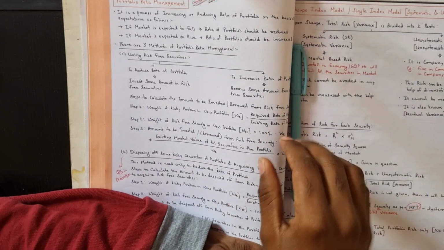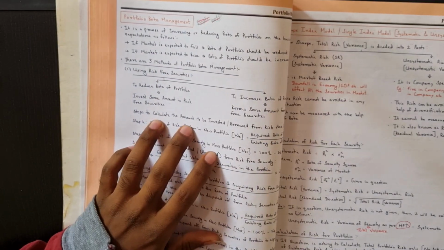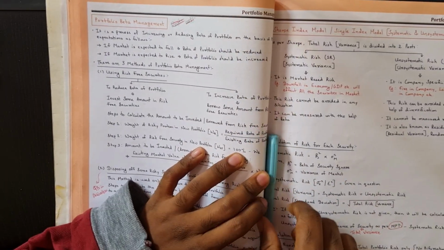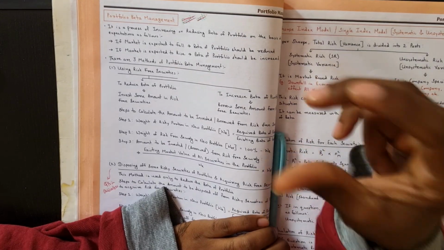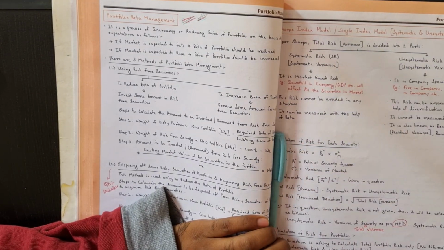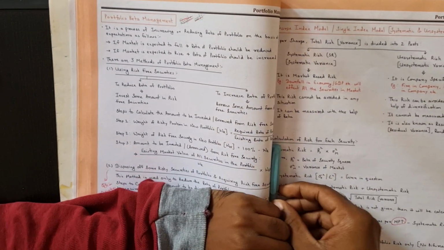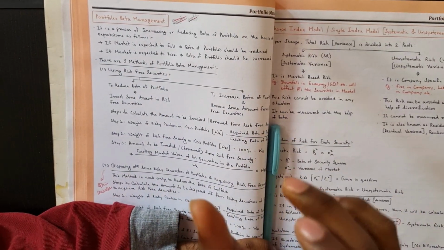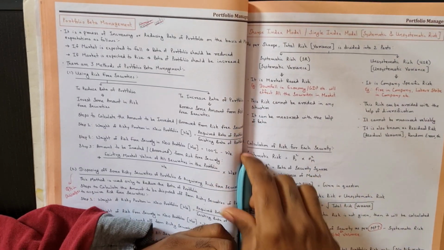So how will we do it? There are 3 steps to calculate how much to invest in risk-free securities. The first one is to find the weight of the risky portion of the new portfolio. So what is the formula for it? Weight of risky portion is equal to required beta of portfolio divided by existing beta of portfolio.